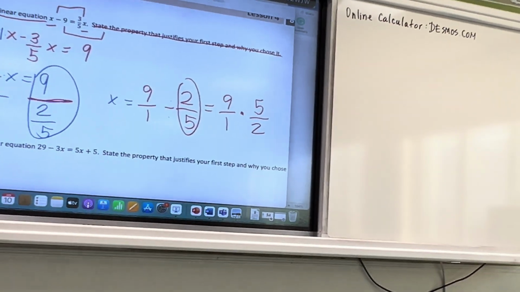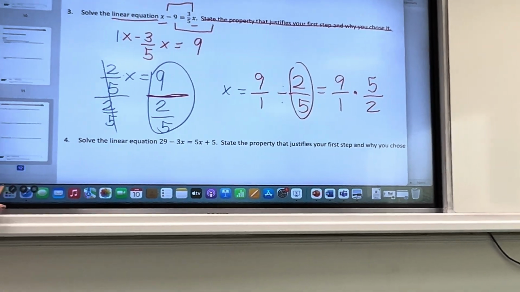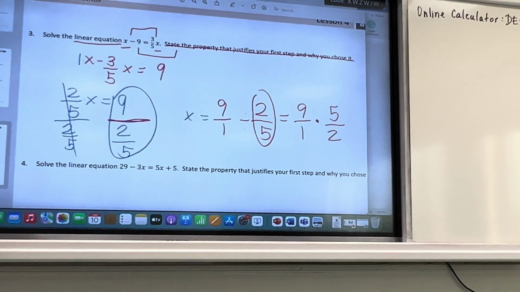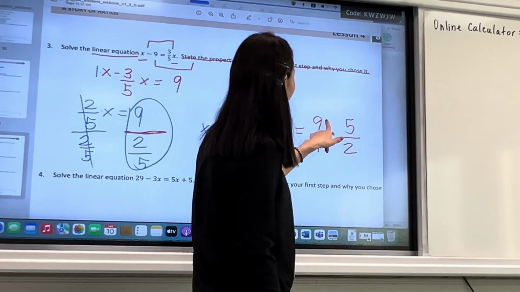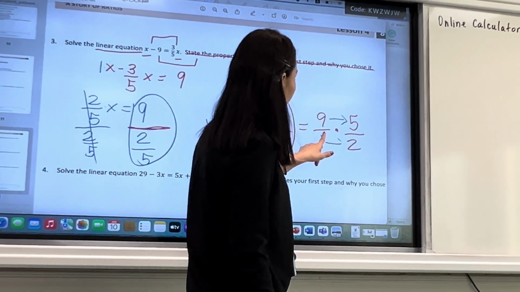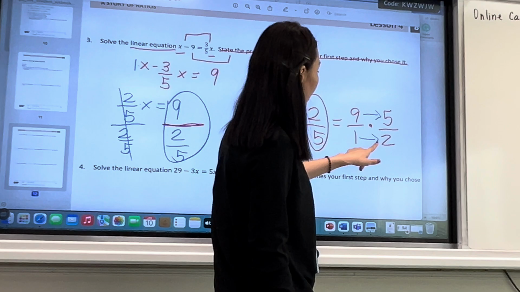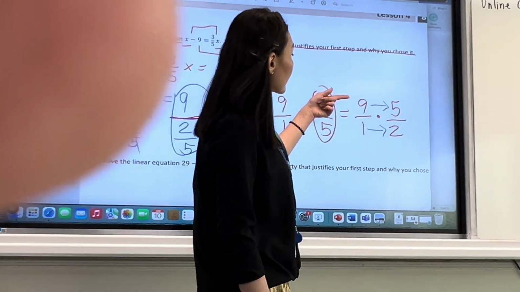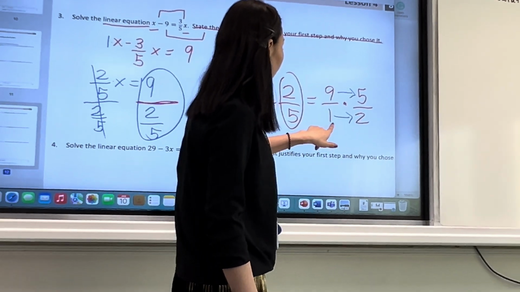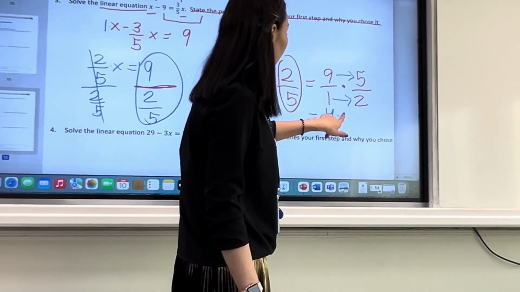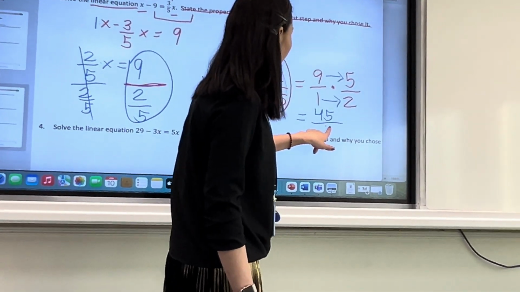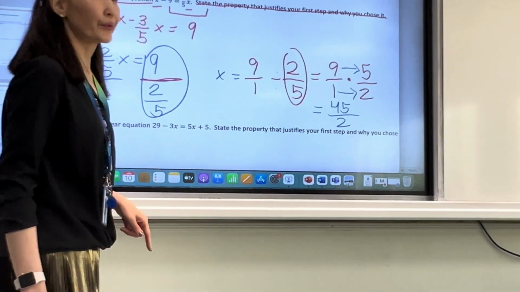Okay. And then the other thing that we need to do is this, guys. I want you to multiply everything across. So 9 times 5, and then 1 times 2. All right, what will be the top of my fraction? 45. What will be the bottom of my fraction? 2. Can you simplify this fraction further?